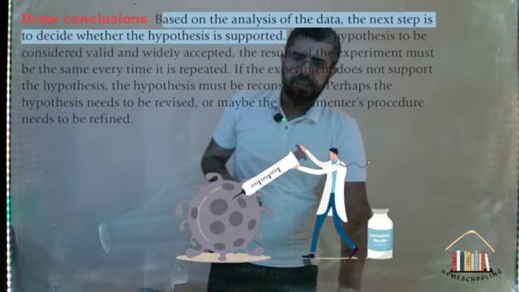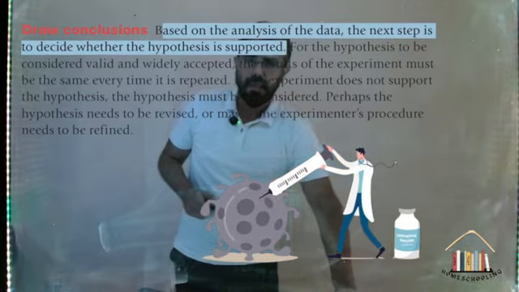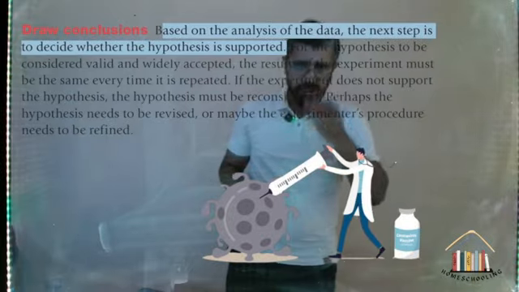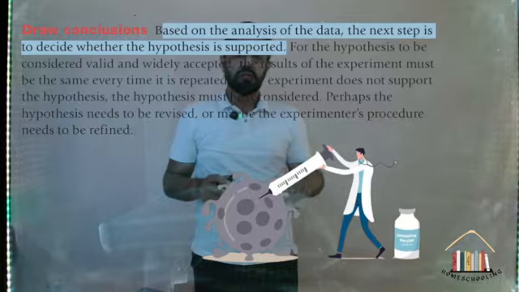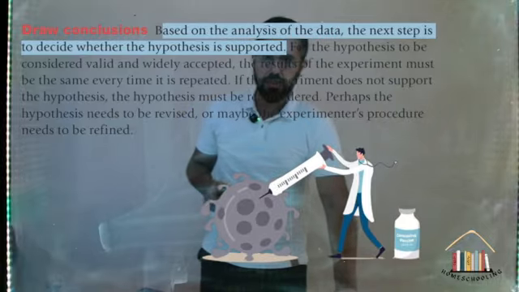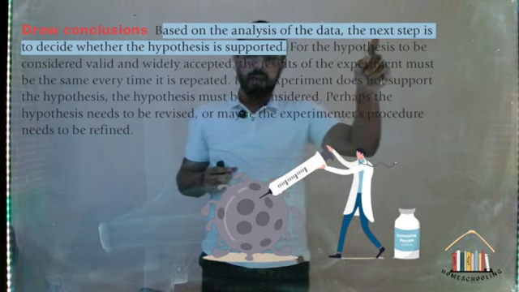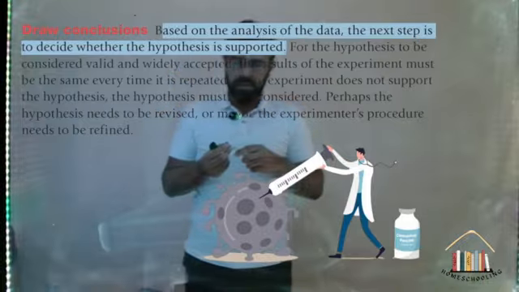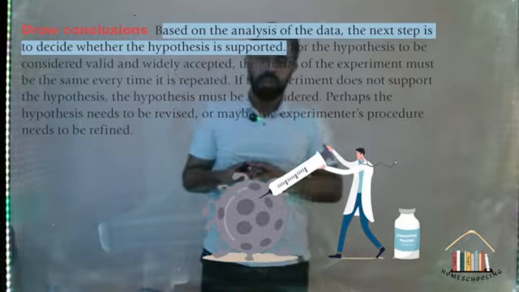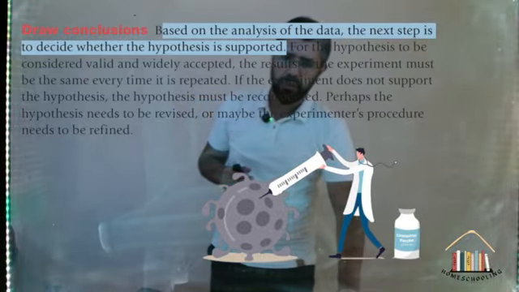And on the last step, we have to draw a conclusion. Doctors decide to develop a vaccine and recommend everyone to take it as a conclusion or as a solution to this problem. Based on the analysis of the data, the next step is to decide whether the hypothesis is supported or not, whether the lockdown worked, or the masks work, or even here the vaccine worked.